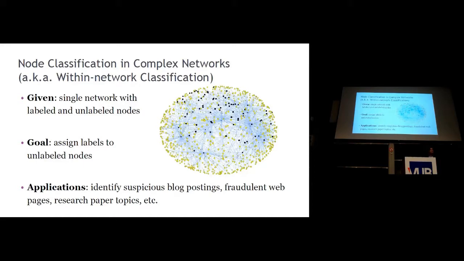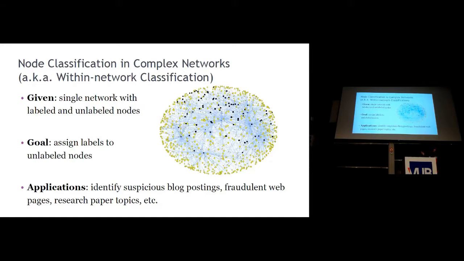So the problem I want to talk to you guys about today is node classification in complex networks, specifically within-network classification. So you have one network, and for some of the nodes, you know something about them. Think of it in terms of I know a state about them. I know whether you're a good guy or a bad guy. I know whether this paper is about differential geometry or not, that kind of thing. And my goal is to assign labels to all other nodes.